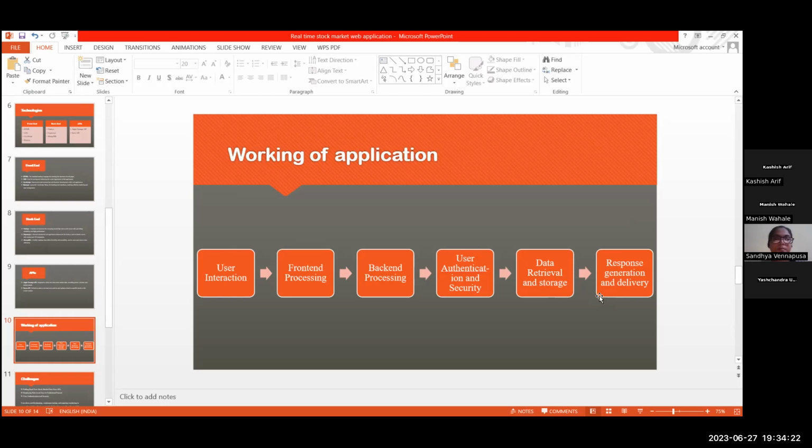And then response generation and delivery. The retrieved data from APIs is formatted into JSON or XML and then delivered to the front end. And the front end delivers it in a visually appealing manner in the web application.